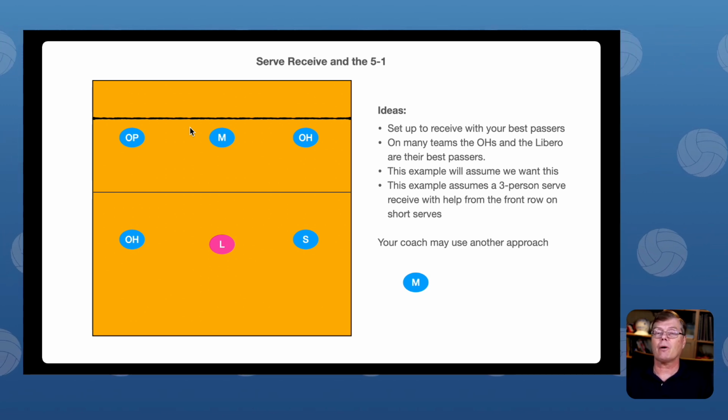But we like to have our best 3 passers on our team back there. And usually the libero is one of them. And then typically our outside hitters are also good serve receivers. That's one of the skills that we want to see in an outside hitter, in addition to being able to hit well. So let's talk about this. And there are lots of other ways to do this, but I'm just going to talk through this one way.